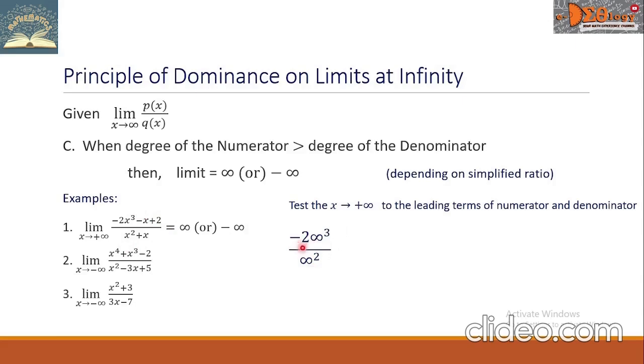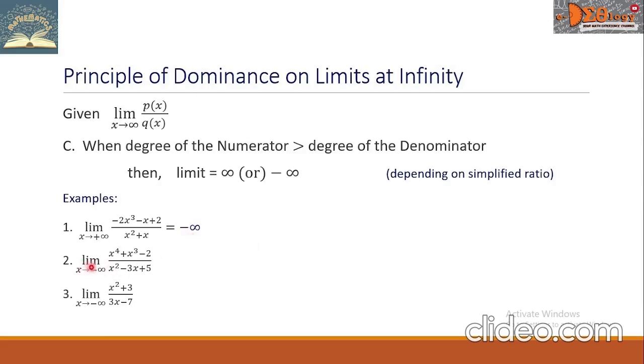There is this negative 2 multiplied to a positive infinity number, then divide by a positive infinity number. So the answer is negative infinity. Therefore, the answer for number 1 is negative infinity.